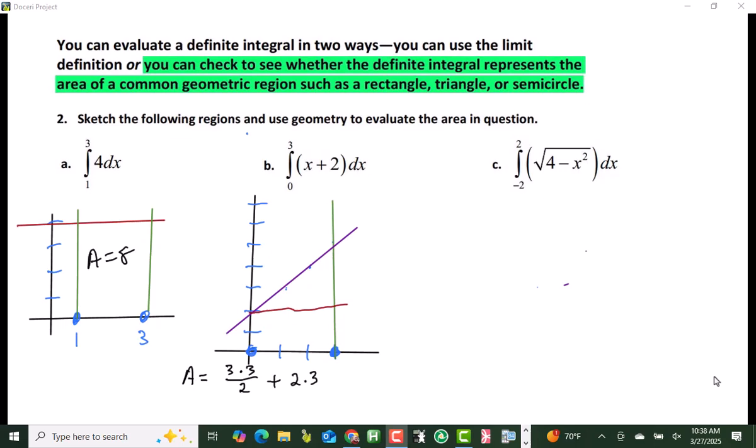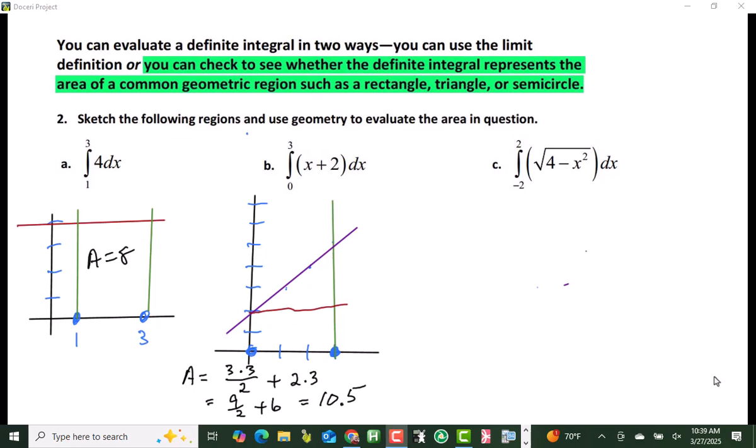So I've got 9 over 2 plus 6. So the area of that thing is 10.5. Could we solve it with calculus? Yeah. We already did one almost exactly like that.